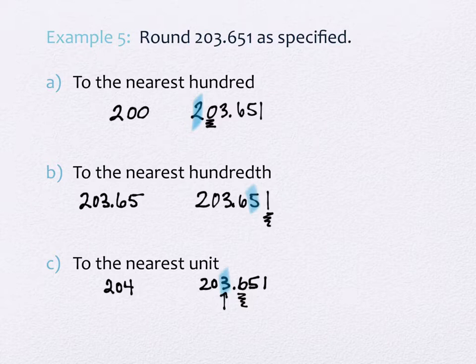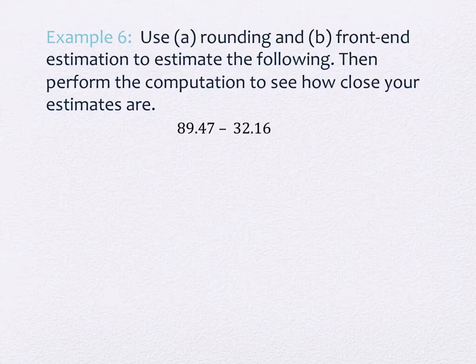Now some of your problems don't tell you what to round to. And that's an example I think that's happening next. Let's check it out. So example number 6 asks us to do 2 things. It asks us to use rounding, but it doesn't say to what place. And it asks us to use front-end estimation, and it doesn't say to what place. So when that's the case, we get to pick. I'll pick a couple of them just so you can see how it would work depending on what you picked.